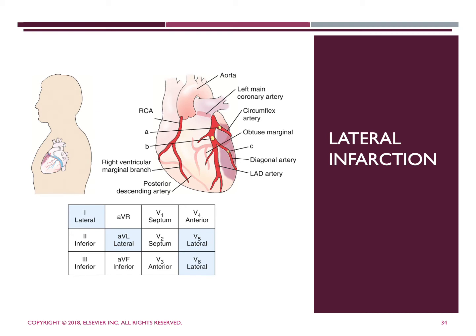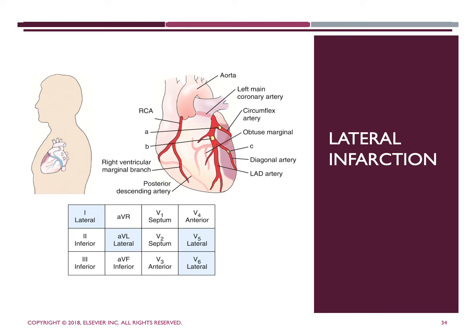So when you're looking at the heart picture, that is how they're all going to be labeled and what those stand for. So leads 1, AVL, V5, as well as V6 are going to view the lateral wall of the left ventricle.